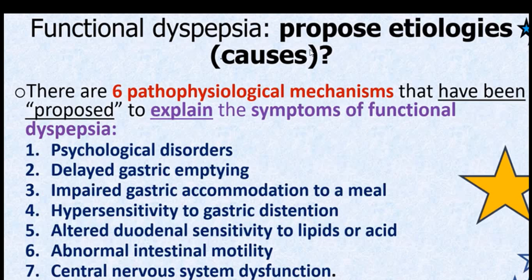So the most common pathophysiology explained under functional dyspepsia is psychological: delayed gastric emptying, impaired gastric accommodation, hypersensitivity to gastric distension, altered duodenal sensitivity to lipids, acid, etc., abnormal intestinal motility, and central nervous system dysfunction. But one group you have to keep in mind, because all this pathophysiology is also playing a role in gastroparesis.